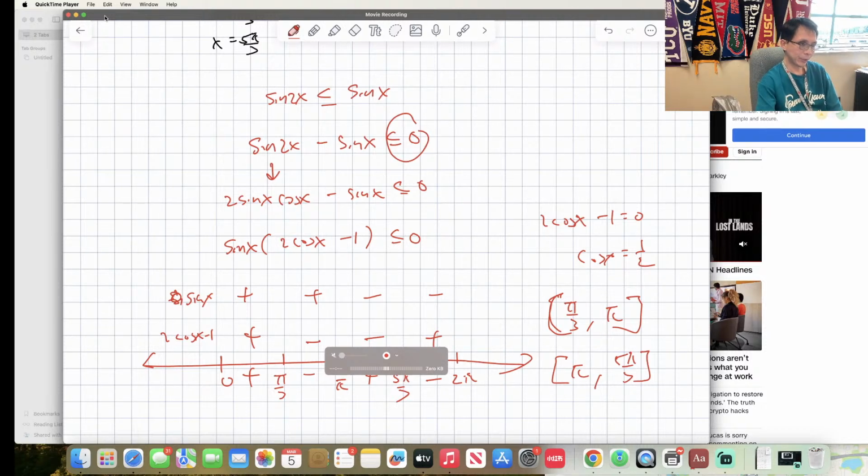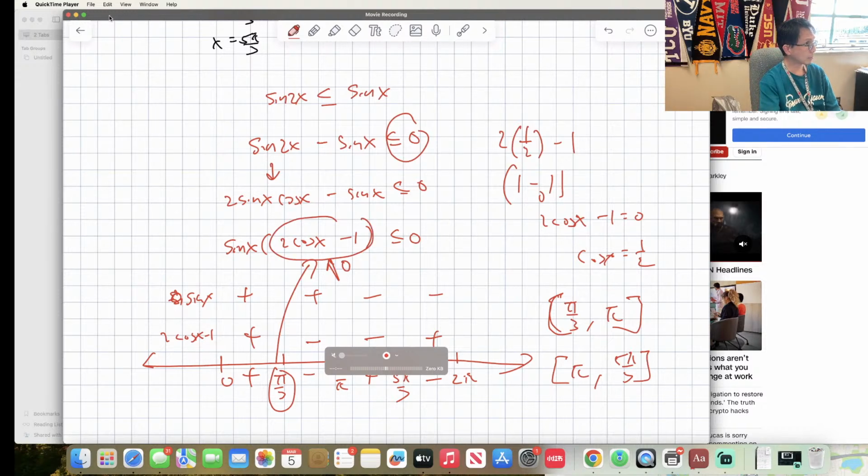So imagine that we don't know whether pi over 3 is included. We're going to plug in pi over 3 here. That's 2 times 1 half minus 1. That's 1 minus 1. That's 0. So this part equals 0. But anything multiplied by 0 is 0. And 0 is also less than or equal to 0. Yes, because the result of this one is 0.